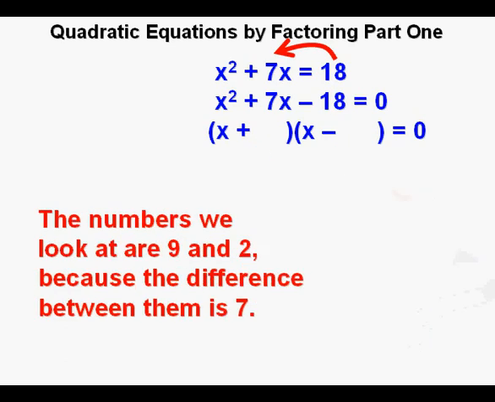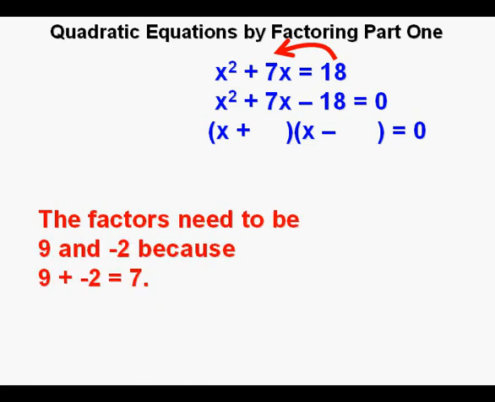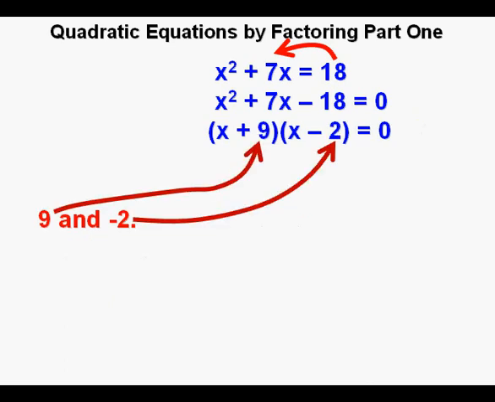The numbers we'll look at are 9 and 2 because the difference between these two numbers is 7, and also when multiplied together, these two numbers equal 18. Since we need positive 7, our 2 factors of negative 18 will have to be 9 and negative 2, because 9 and negative 2 when added together equal 7. We need to place the 9 and negative 2 in their places inside parentheses.